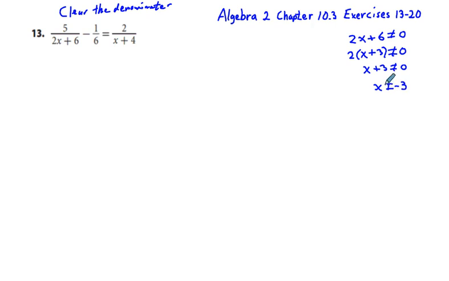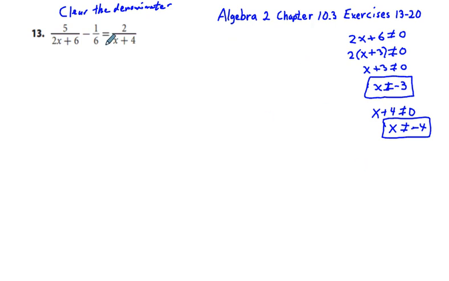Now again, the book and a lot of books will use the excluded value x equals. I like to put x does not equal because that is an accurate description of what x cannot be. And then on the right side, we also have the second denominator, x plus 4, cannot equal 0. So x, therefore, cannot equal negative 4. So these will be our excluded values. x cannot equal negative 3, nor can x equal negative 4.